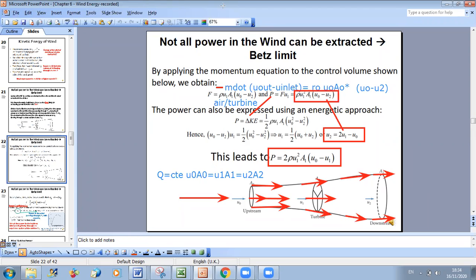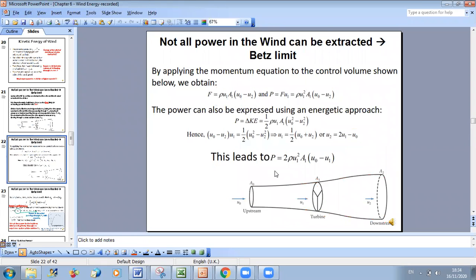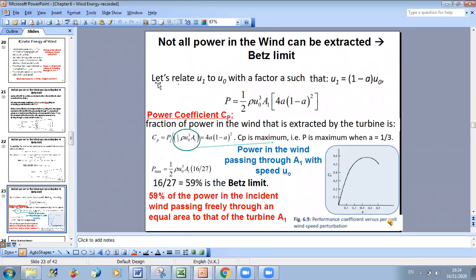Now, if you want to find the maximum amount that you can extract, you will use this formula, okay? In this slide, we have developed together the power function of u0 and u1. But we know that u1 is smaller than u0, because we said that the upstream velocity, which is u0, is the highest one. Then u1 is smaller, then u2 will be the smallest one.